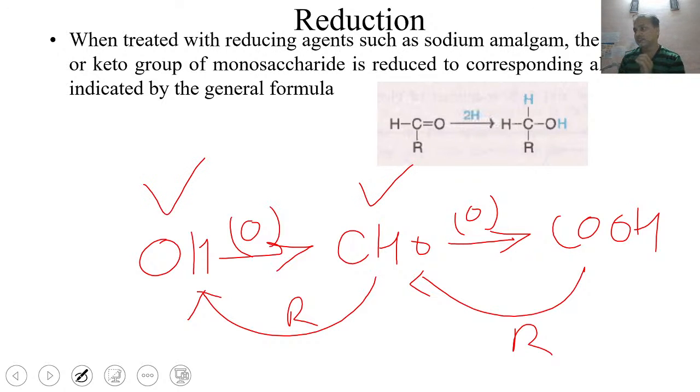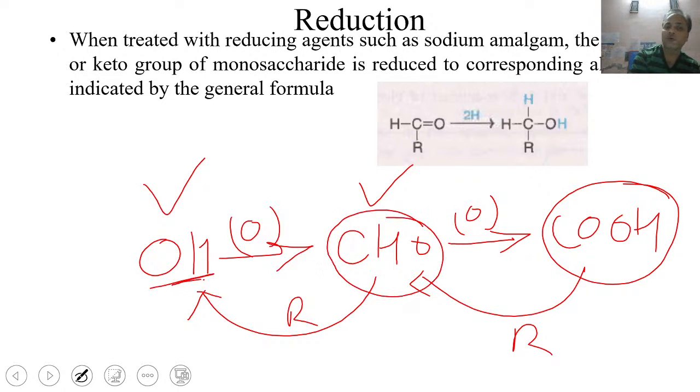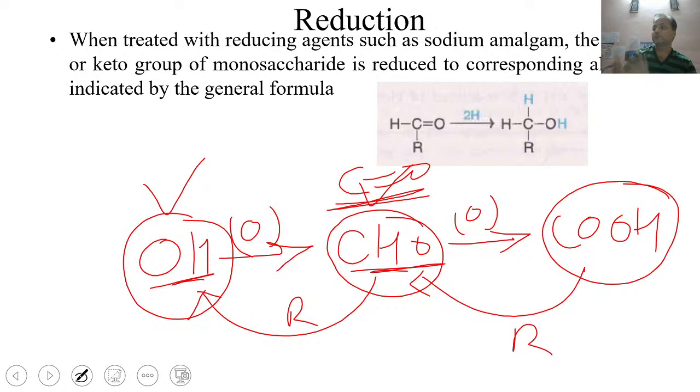We don't have an acid group in glucose or fructose, so we cannot reduce an acid group. Alcohol cannot be further reduced. So only one option is there for the reduction, either the aldehyde group or the ketonic group. Only that will go for reduction. Whenever we reduce either an aldehyde or a ketone, the ultimate product is the corresponding alcohol.